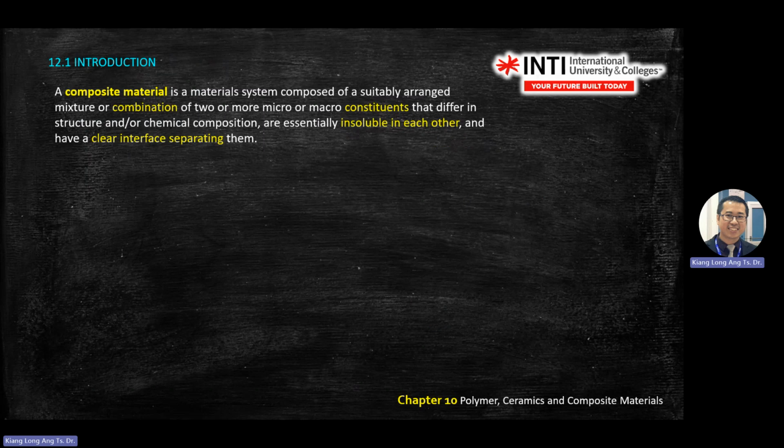Okay, so composite material, you imagine it as a sandwich. You have two materials, each squeezing one layer of the other. So the definition, this one you read. Composite material is a mixture of two or more constituents with a different structure or chemical composition, insoluble in each other, meaning each cannot be dissolved in the other. They have a clear interface separating them. So there's an interface here.